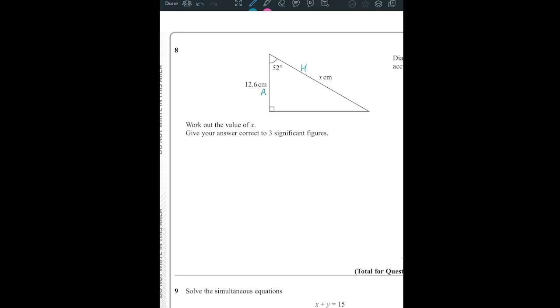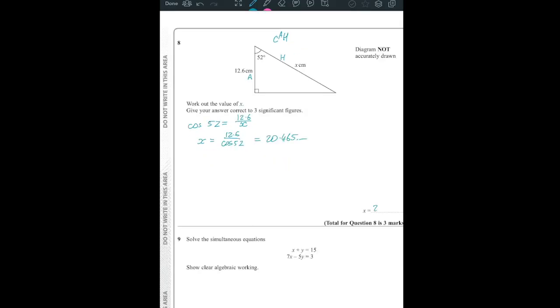This is our trig question. We have the A, we want the H, so we're thinking CAH. So cos 52 is the adjacent over the hypotenuse. I should probably call that X instead, as that's what's labelled in the picture. So X, if we rearrange this, times up by the X, divide by the cos 52, and typing that into our calculator, we get 20.46, etc. It wants it to 3 sig fig, so that's 20.5.